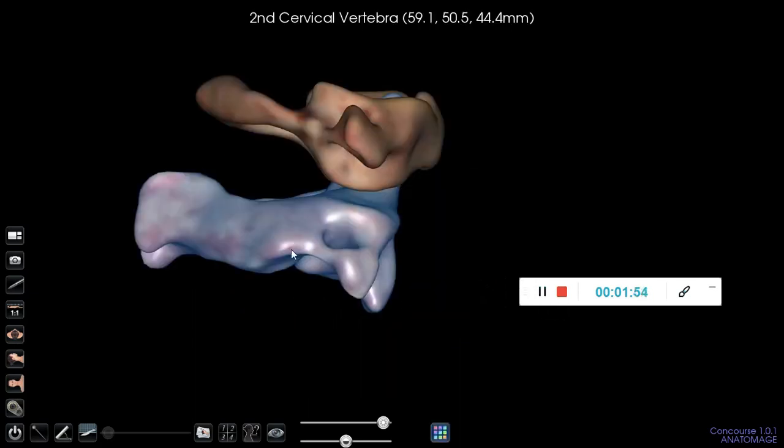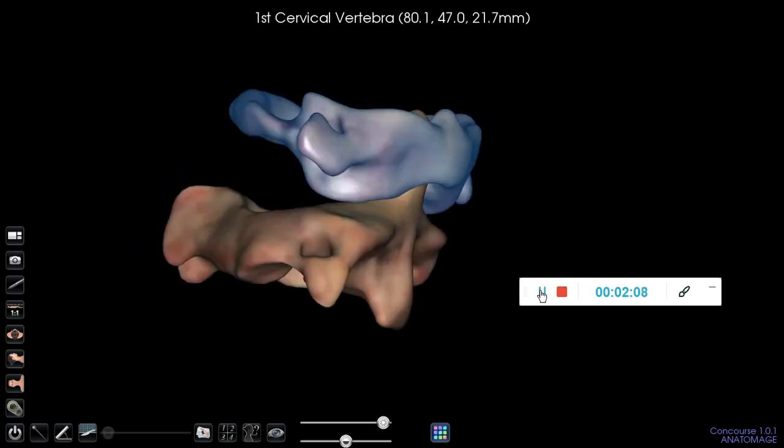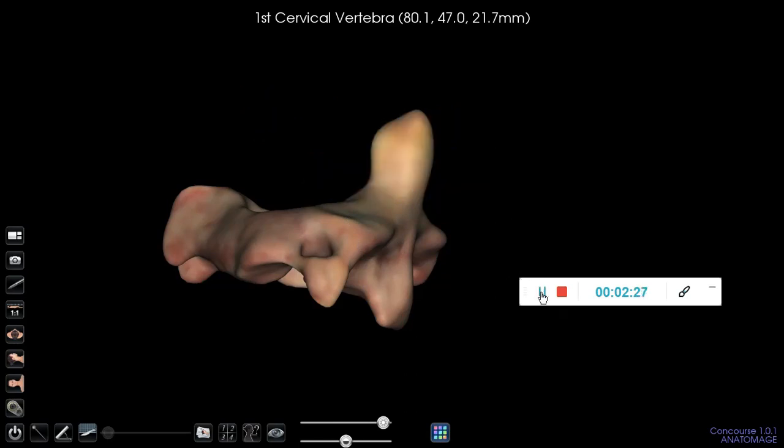Now we've brought C2 into the picture here. You can see C2, the dens, which is a structure that we're going to go over. It fits right inside the C1, the first cervical vertebra, the atlas. So C2 is known as your axis vertebra. So in this view, you can see the atlas and the axis, C1 and C2, and how they come together, which allows for a lot of rotation between these two joints. We call this the atlantoaxial joint, which allows for a lot of rotation.